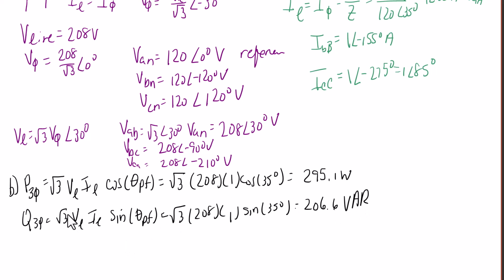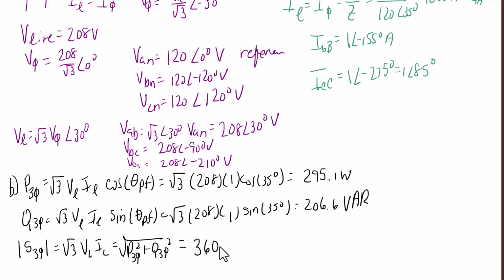And so then, in order to find the apparent power, there's a couple of ways we can do it. We could have the magnitude of the complex power, which is the square root of 3 times VL times IL. And we could also use the square root of P 3-phase squared plus Q 3-phase squared. And all of those give the same answer, that the apparent power is 360.3 volt amperes.